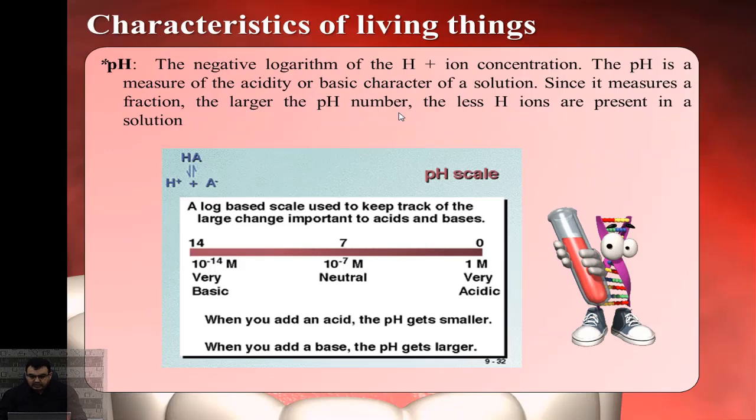pH. pH is the negative logarithm of the H-positive ion concentration. The pH is a measure of the acidity or basic character of a solution. Since it is measured as a fraction, the larger the pH number, the fewer H ions are present in solution.